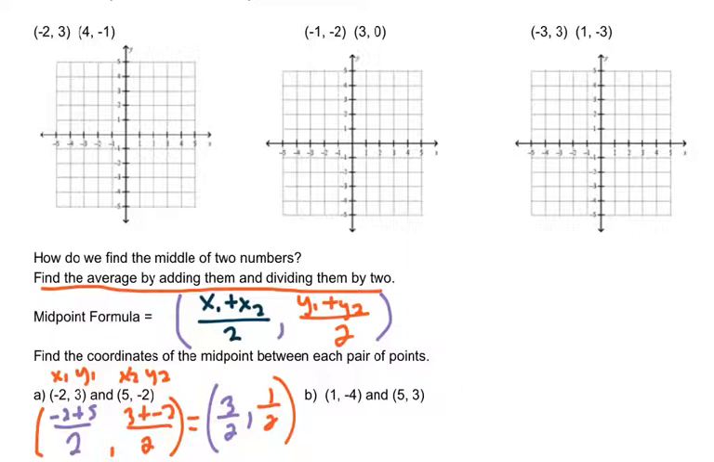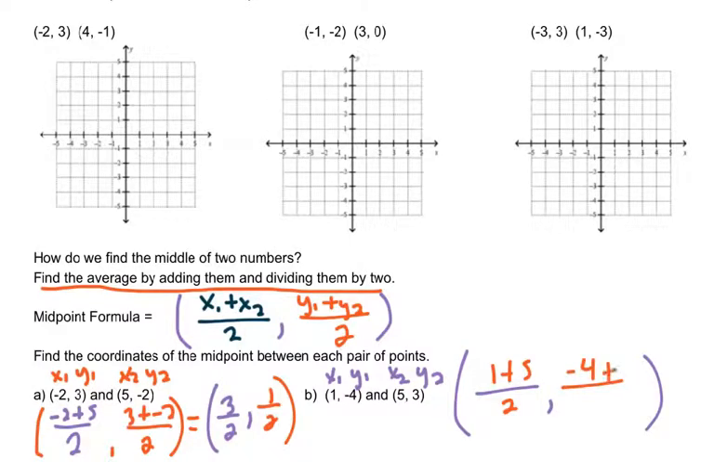Next one, let's do the same exact thing. If you want to try it ahead, pause the video, go ahead and try it, and then see if you get it right. So let's label our points. I like this formula because it doesn't matter the order of your x's or your y's, because you're adding them. So your x's come first because that comes first in your ordered pair. So 1 plus 5 divided by 2, and this one would be -4 plus 3 divided by 2.